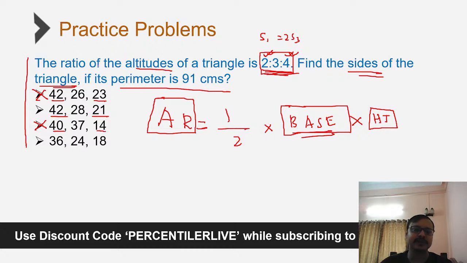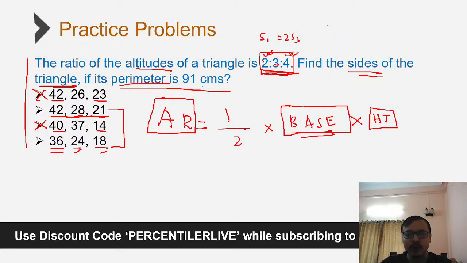Option C also is invalid. The first side is not twice the third side. Option D again is valid. Also, if you see, all of them satisfy the product rule. 42 into 2 is 84, 28 into 3 is 84, 21 into 4 is 84. Similarly here, 36 into 2 is 72, 24 into 3 is 72, 18 into 4 is 72. So both these options are satisfying the altitude ratio 2:3:4.